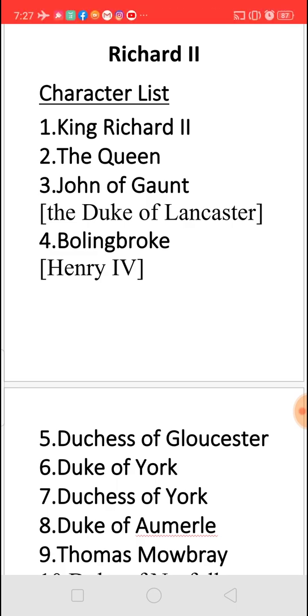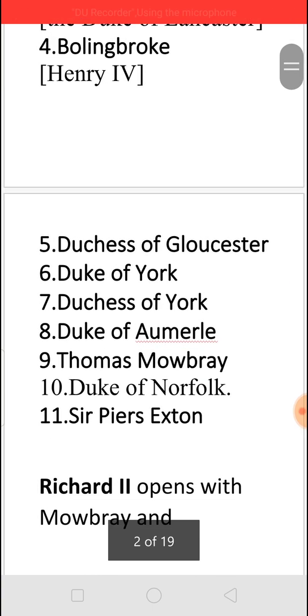And then the next main character is John of Gaunt, who is the Duke of Lancaster and is the uncle of Richard II. And we have Henry Bolingbroke, who is the son of John of Gaunt. And we have the Duchess of Gloucester, who is the sister-in-law of John of Gaunt. And we have the Duke of York, who is also another uncle of Richard II. And the Duchess of York is the wife of the Duke of York. And the Duke of Aumerle is the son of the Duke of York.